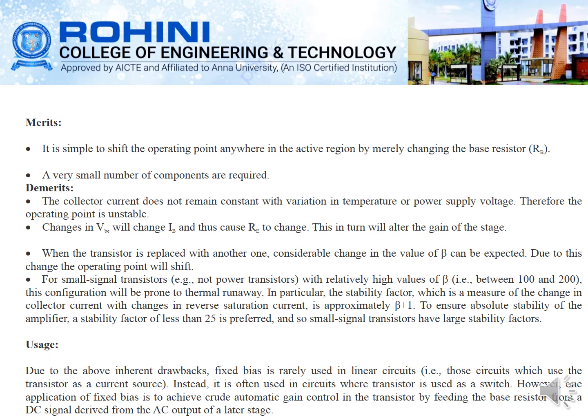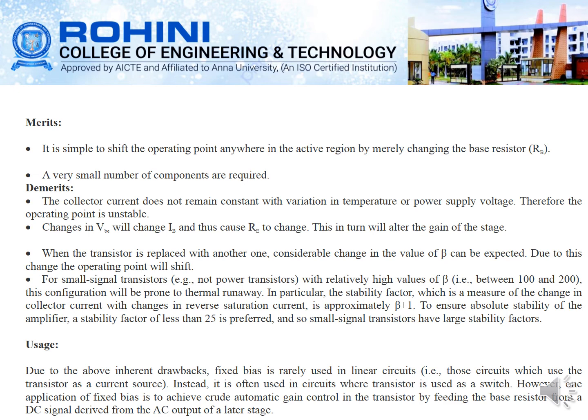So changes in this VB will change this IB current, thus the value of this resistance, that is emitter resistance, can change. So this can alter the gain of the common emitter configuration. So whenever we replace this transistor with another transistor, some changes in the beta can be expected. So this can affect the Q point, that we call the operating point.